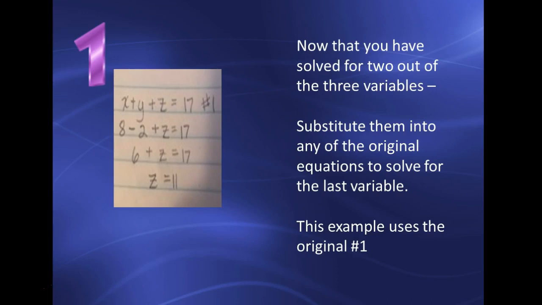Now that I know x and y, in other words, now that I know 2 out of the 3 variables, I can use that information to solve for the third. Just pick one of the original equations. In this case, I picked number 1. Substitute in your values for x and y and solve for z. In this case, z is equal to 11.